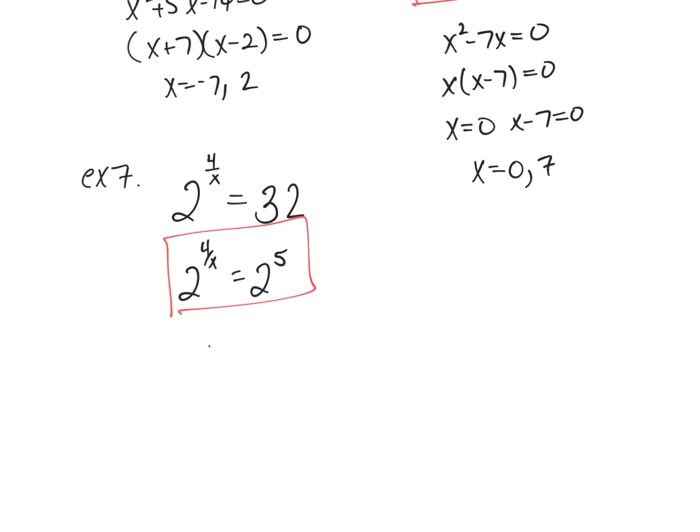So what's my equation? 4 over x equals 5. Right. 4 divided by x is equal to 5. Don't you multiply by x? Yes, I'm going to multiply both sides by x to get it out of the denominator. So 4 is equal to 5x. Divide by 5. And x is equal to 4/5.